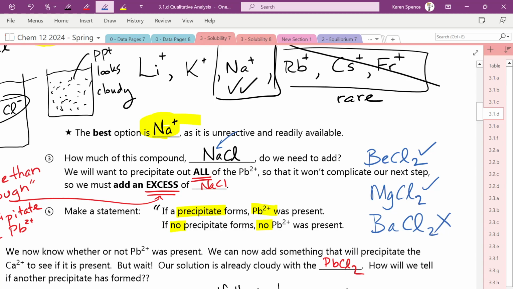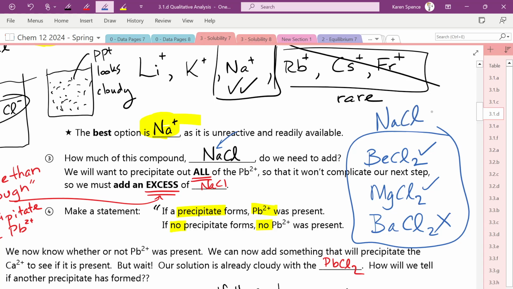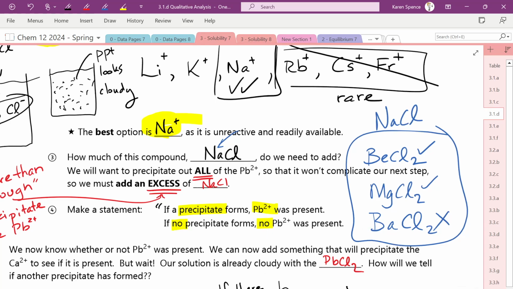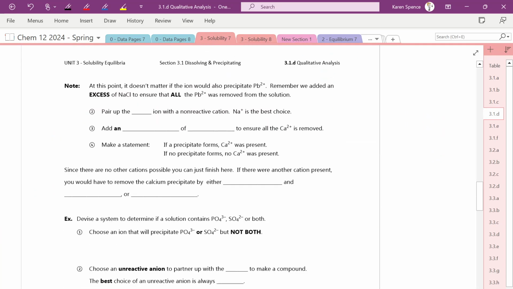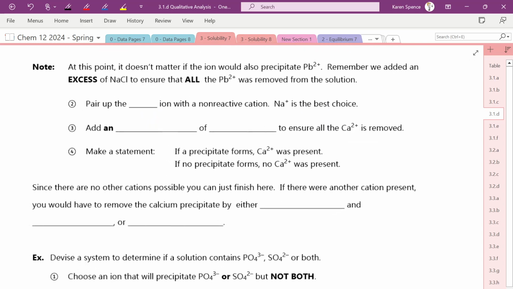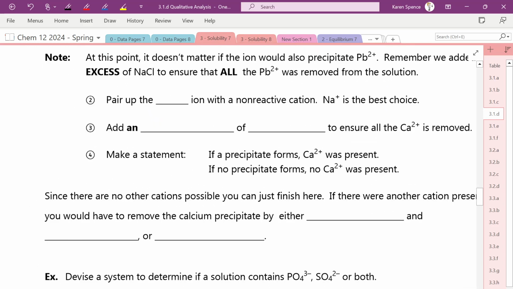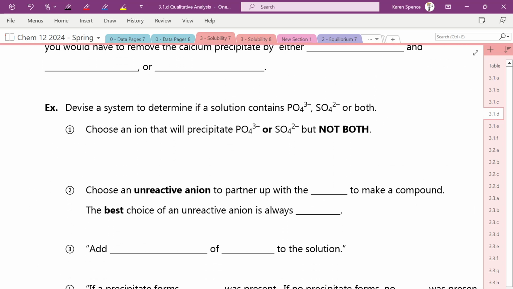Do you want to muck around deciding which one of these might be okay or not? Or would you rather always choose sodium chloride, which will never mess things up? Sodium will never mess things up, ever. Always choose sodium, okay? Or potassium, but sodium's the best go-to. Shall we try the next example? Yes. Okay.